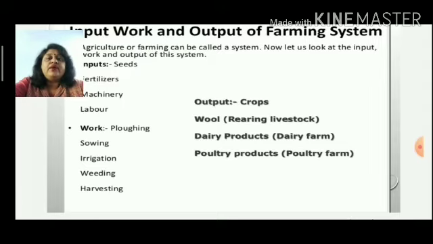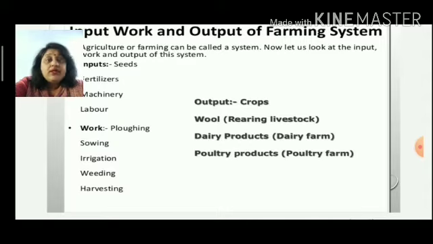Then next one, weeding. Weeds are the unwanted or the toxic or the harmful plants which grow themselves. उनको time to time remove करना. And last finally, जब crops आपकी mature होके तैयार हो जाती है तो harvesting. Harvesting के बाद का जो step है, that all includes outcomes.